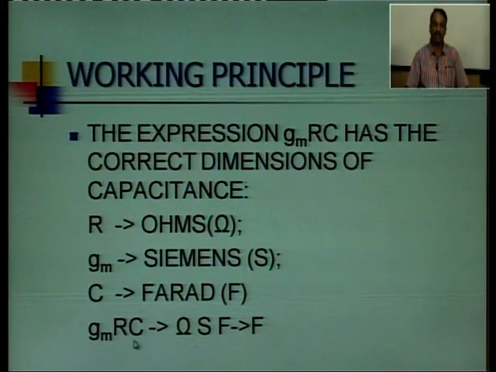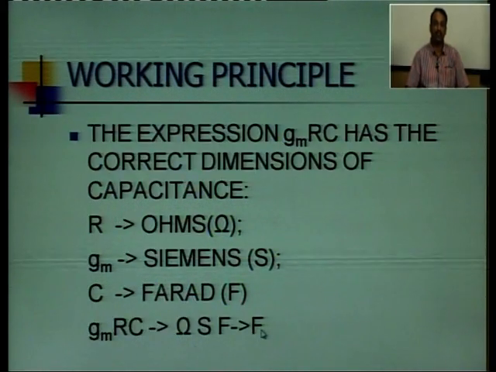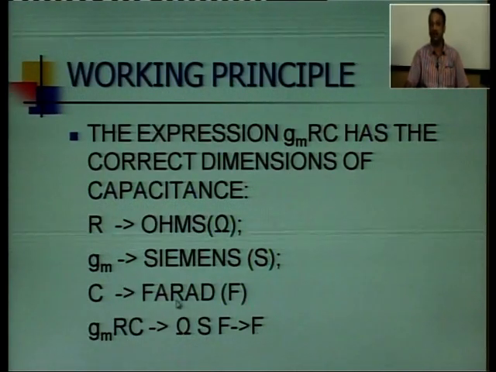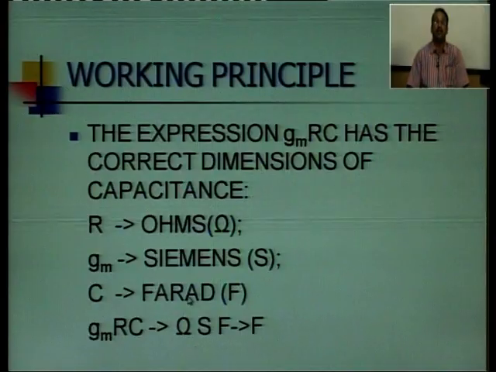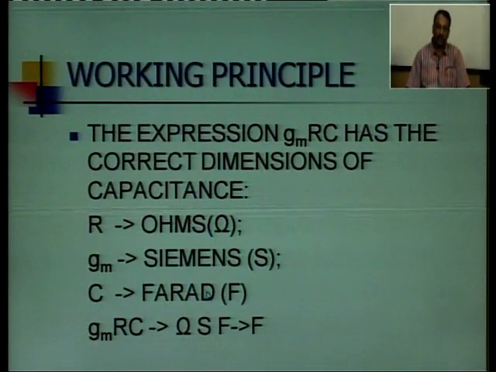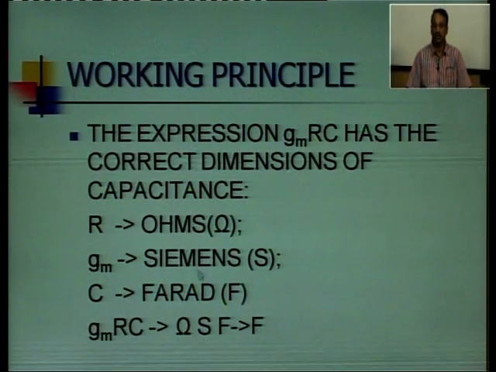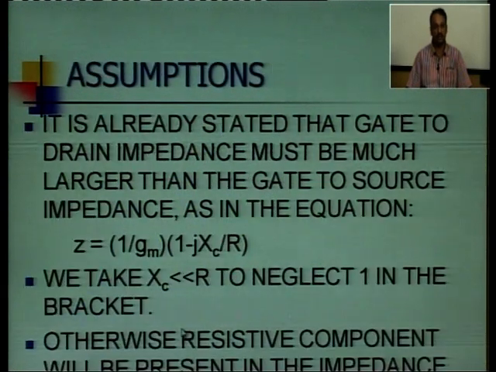So Gm into RC, ohm multiplied by Siemens multiplied by farad, ultimately gives farad. Farad is the unit of capacitance. So the expression Gm into RC represents a capacitance whose value depends upon Gm. Gm is the transconductance of the device, and the value of Gm depends upon the applied voltage.